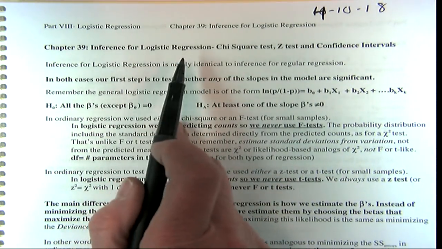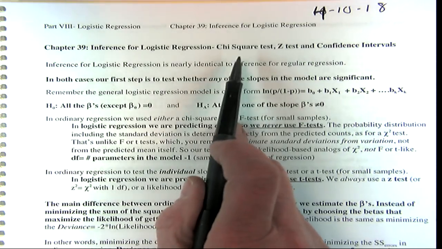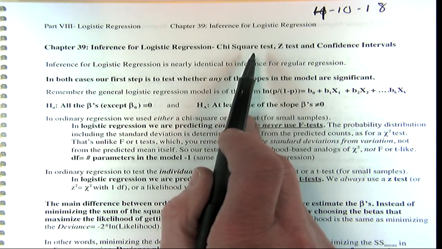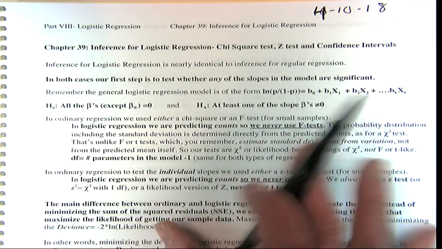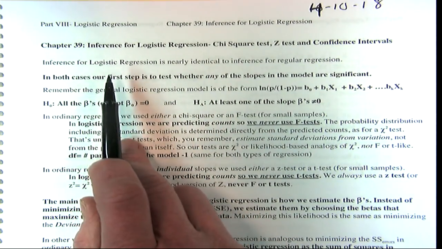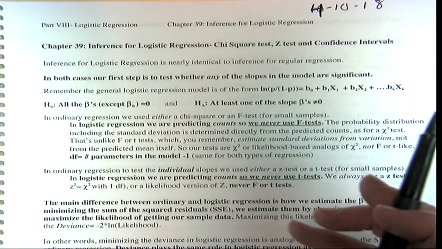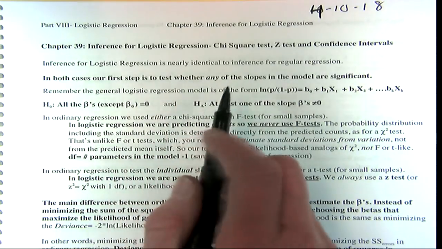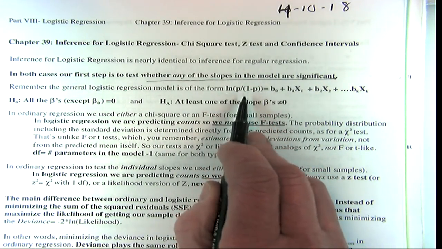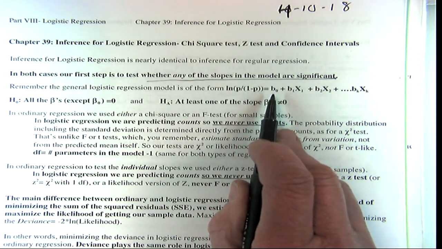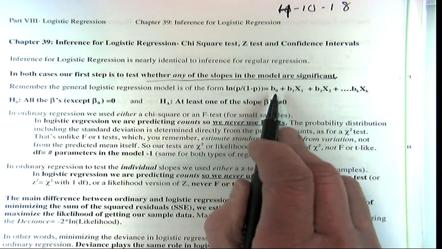But now we're going to look at inference for logistic regression. And it's very similar to what we've done before. It's actually even easier in some sense because the test that we're going to use is a chi-square test if it's multiple regression, and then a z-test on the individual slopes. All right? So let's think about this. First thing, the inference for logistic regression is almost exactly the same as it is for regular regression. So in both cases, we start by testing whether any of the slopes in the model are significant. In general, the logistic regression model has the log odds, and then it's linear here. You have an intercept, plus multiple x variables predicting this log odds, which is the log of the probability of something over 1 minus the probability of that thing.